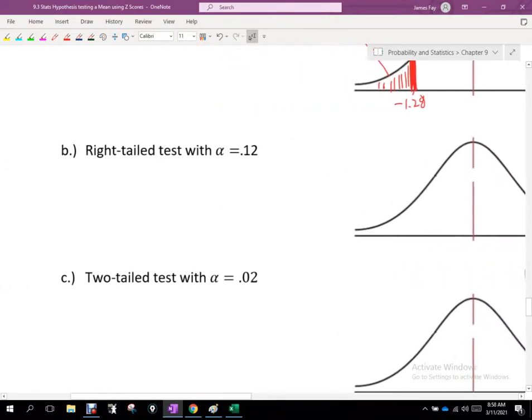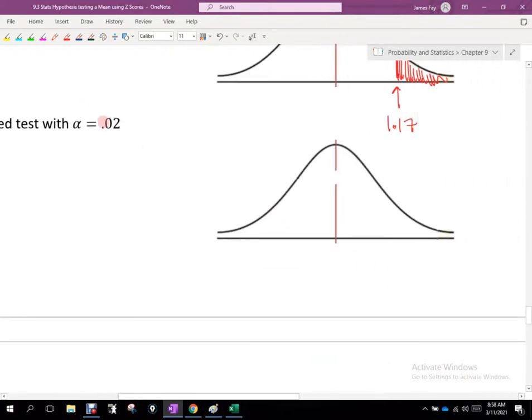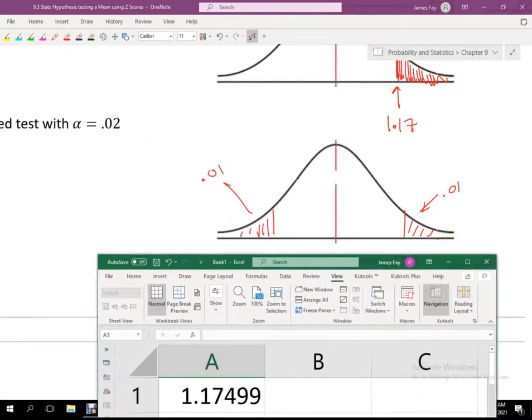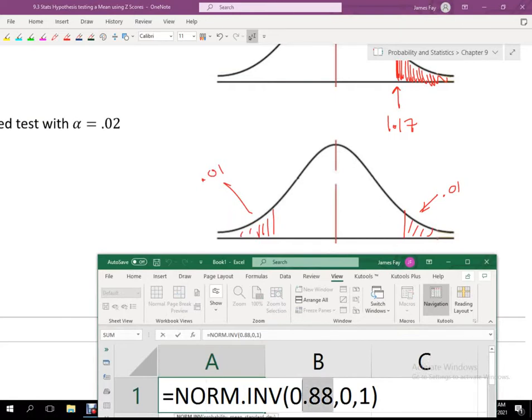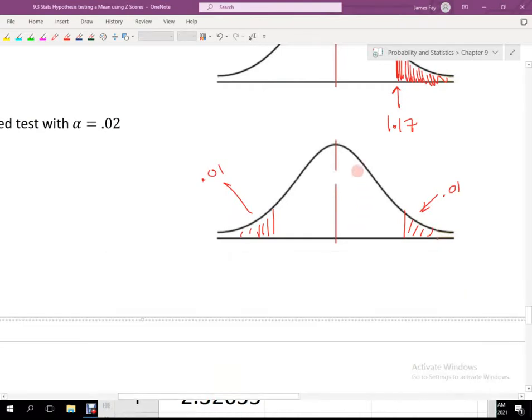Okay. And if it's a two-tailed test, with alpha being 0.02, then that area there is going to be 0.01, and that area there is going to be 0.01 as well. And then that is the area that we type into our inverse norm. Okay, so 0.01 gives me negative 2.32. Round to negative 2.33, and this one will be positive 2.33.